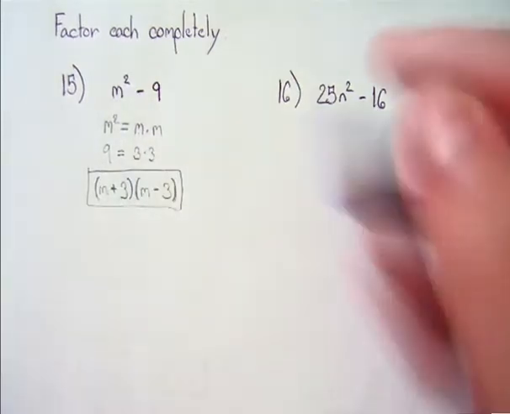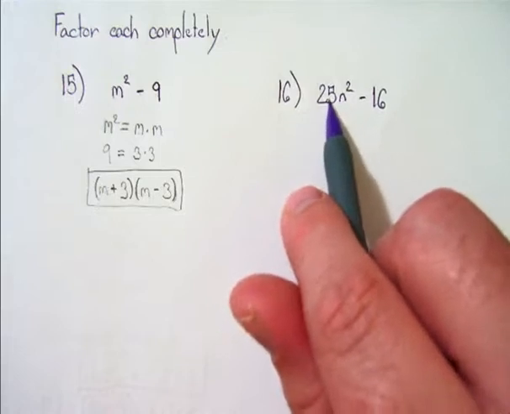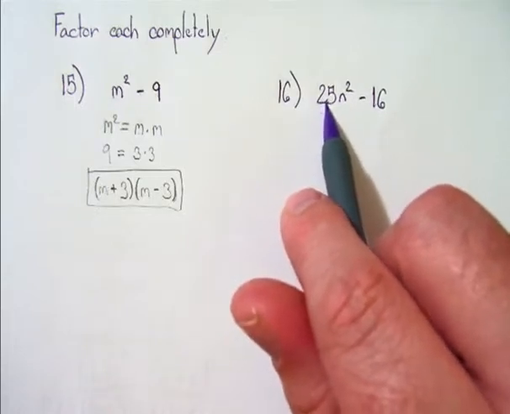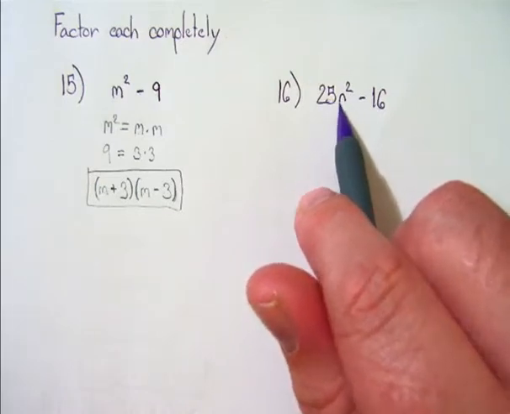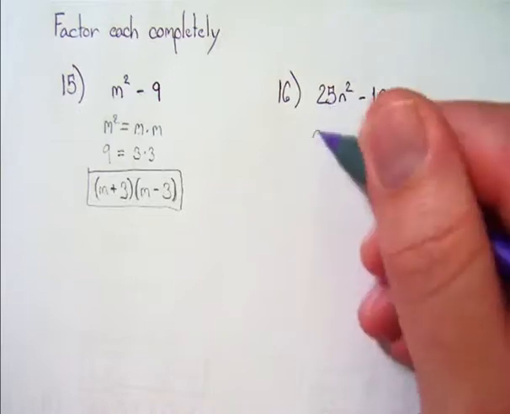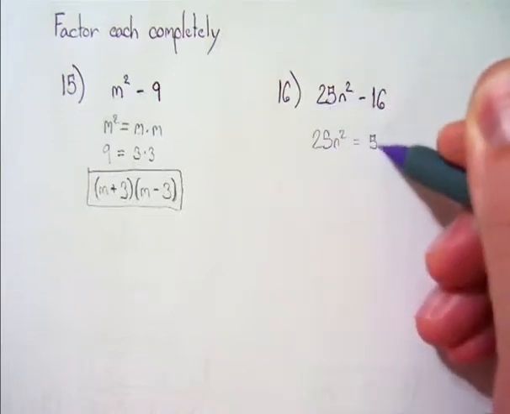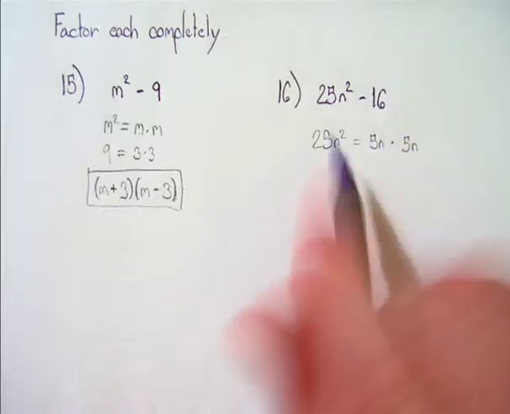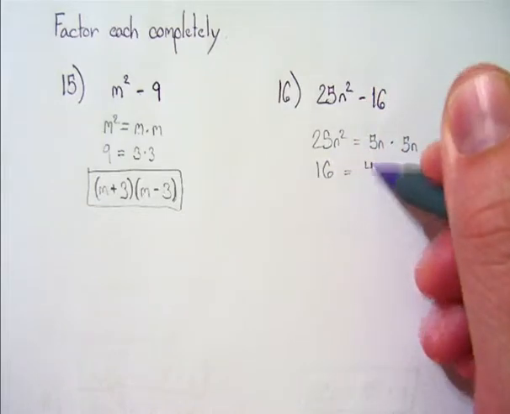So let's look at the next one. We have to determine if these are perfect squares or not, and the way we do this is we look at 25 and determine, is there any number times itself that gives us 25? Sure there is. 5 times 5 is 25. So 25n squared is just 5n times 5n. So it's a perfect square. 16 is a perfect square as well.